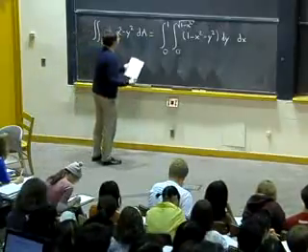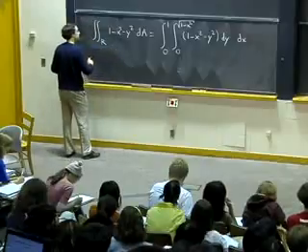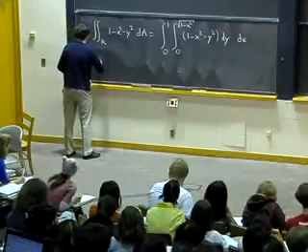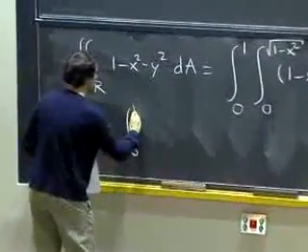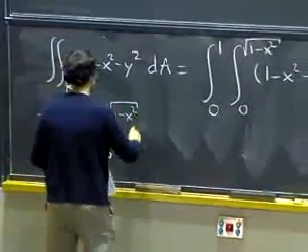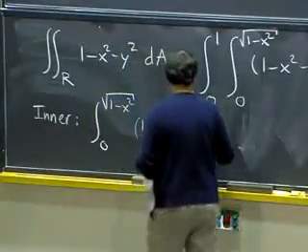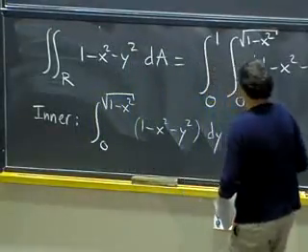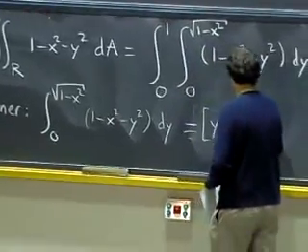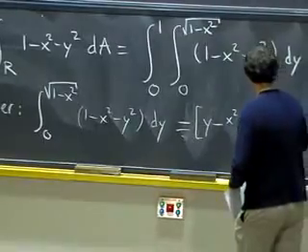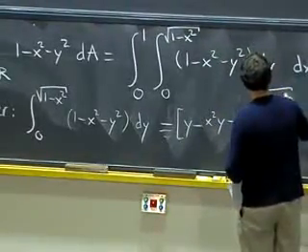So now, how do we compute that? Well, we do the inner integral. So that's the integral from 0 to square root of 1 minus x squared of 1 minus x squared minus y squared dy. And, well, that integrates to y minus x squared y minus y cubed over 3, from 0 to square root of 1 minus x squared.